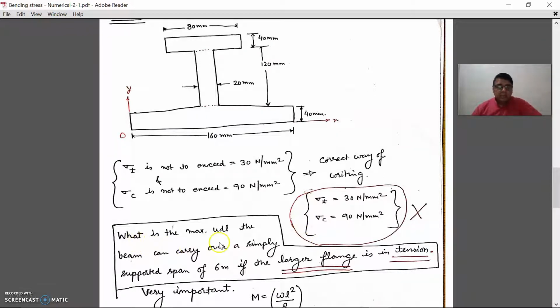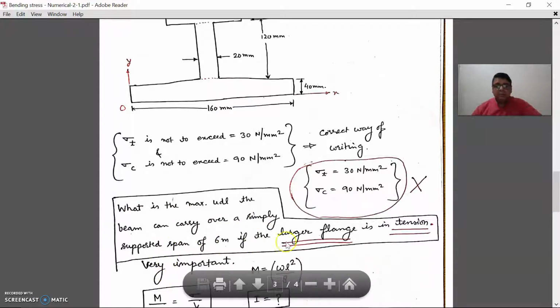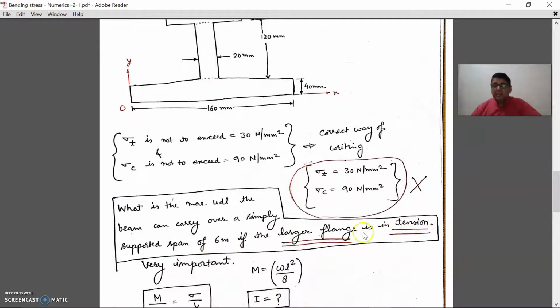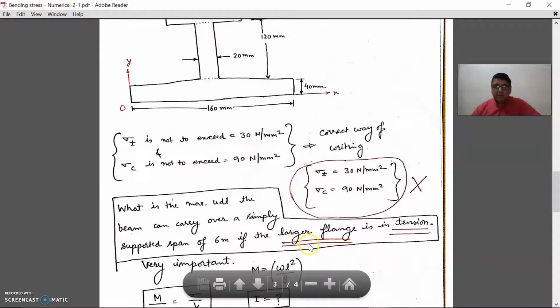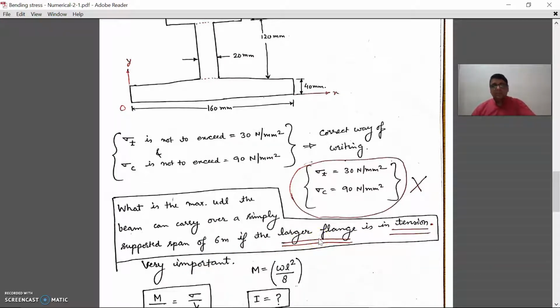Now, then he's saying what is the maximum UDL the beam can carry over a simply supported beam of span if the larger flange is in tension. This larger flange is very important, right? What do you mean by this? See, this is the, let us say, beam. He is saying the larger flange is in tension. Now this beam will bend like this. This beam will bend like this. Okay. This is the beam, and this beam will bend like this, right?